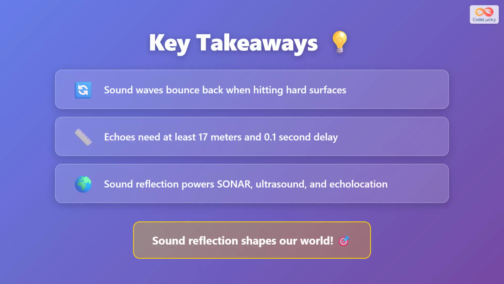Let's summarize what we've learned about sound reflection and echoes. Sound waves bounce back when they hit hard surfaces, a phenomenon we call reflection. For echoes to be clearly heard, there must be at least 17 meters of distance and a time delay of 0.1 seconds between the original and reflected sounds. Sound reflection is not just a curious natural phenomenon. It powers important technologies like sonar for underwater navigation, ultrasound for medical imaging, and echolocation used by certain animals. Understanding how sound reflects helps us appreciate the physics of sound and its applications in our world. Sound reflection truly shapes the way we experience and use sound in everyday life.